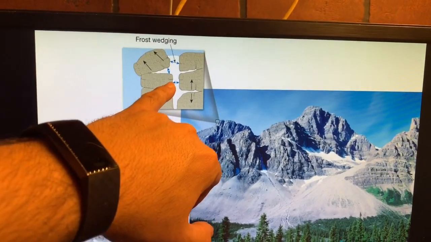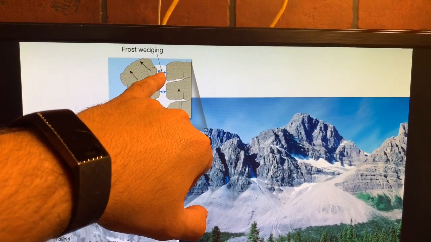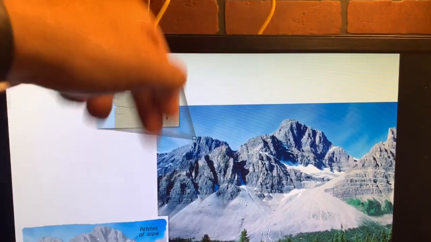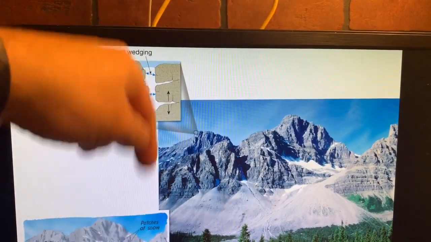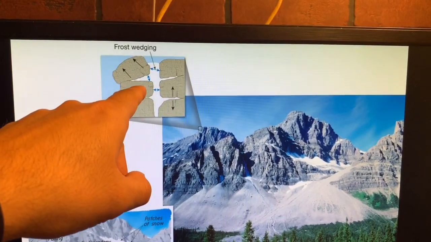And so effectively, that's what happens here. You can see the frost wedging happening here. What frost wedging means is exactly that. As that ice gets in there, it's going to freeze and expand. It's going to wedge its way into the rock and split the rock open. And you can see that happening here, and most notably here.